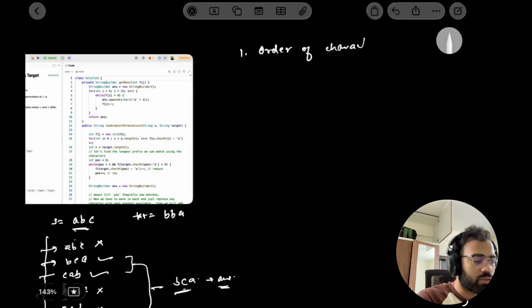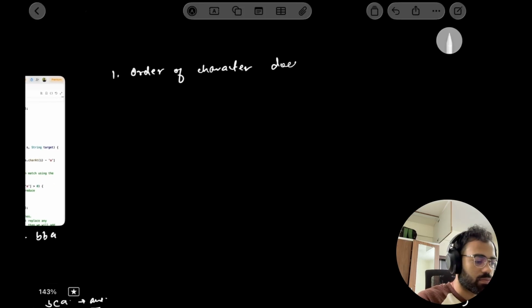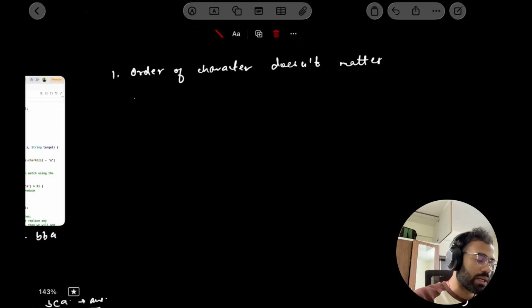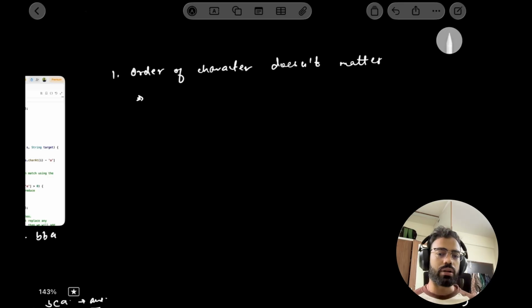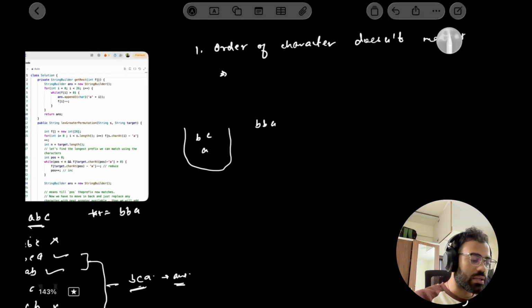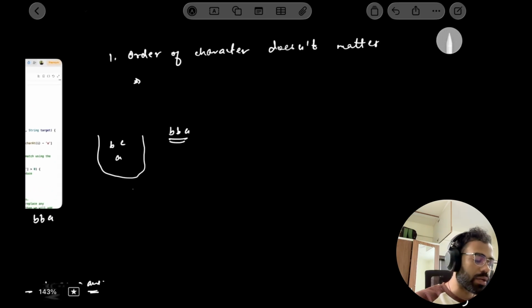The order of characters does not matter. Now this observation is very important, because if you don't get it, you will not be able to proceed further on this question. The order of characters does not matter. That means if I have a bucket of characters, let's say b, c, a, and I have to form a string that is greater than b, b, a, then how am I going to form this?